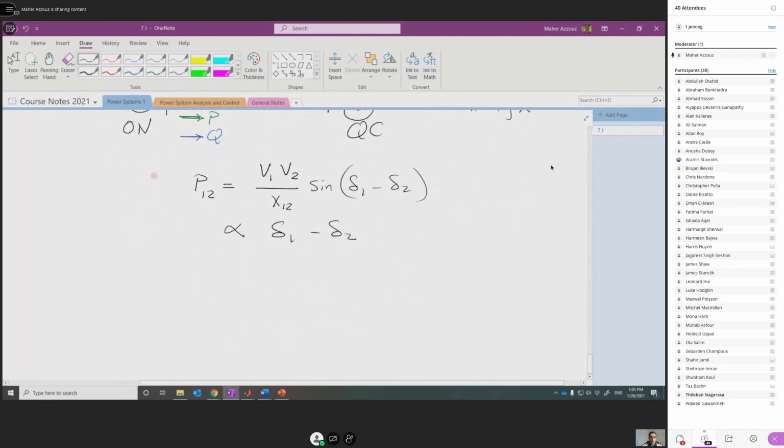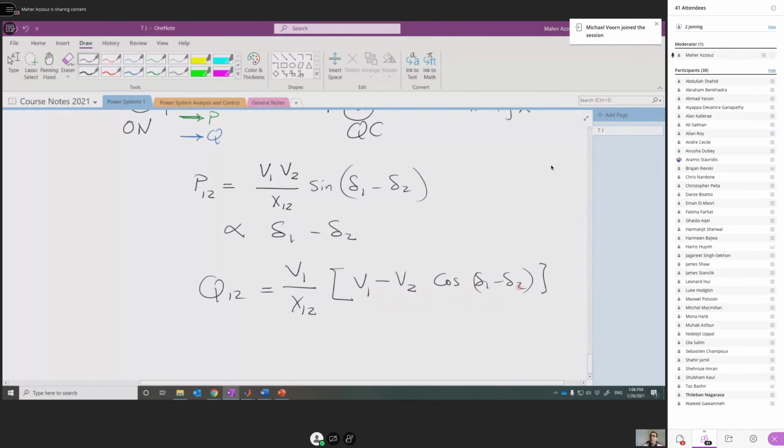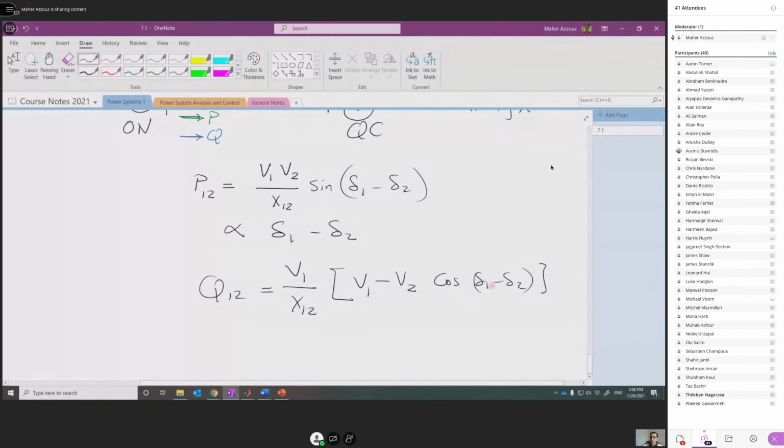For the reactive power, Q12 is equal to V1 over X12 times V1 minus V2 cos delta 1 minus delta 2. The reactive power from this relation is proportional to the voltage difference, because delta 1 minus delta 2 is not a large angle. It's a small angle, so the cosine of a small angle is near 1. So this is approximately equal to 1.